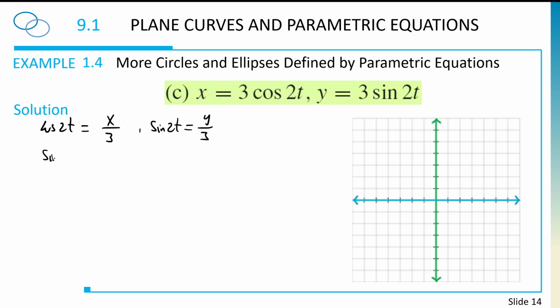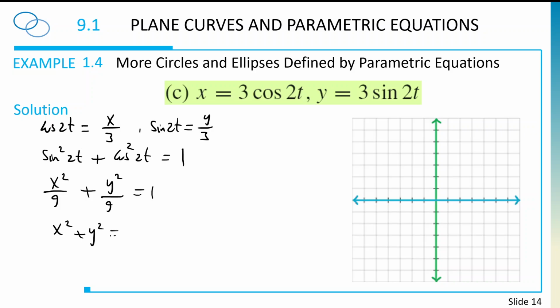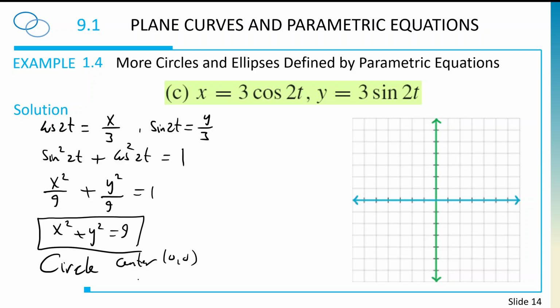Just apply the Pythagorean identity. Remember, as long as they have the same angle, the same argument, you can apply it. Cosine squared 2t plus sine squared 2t equals 1, which means that x squared over 9 plus y squared over 9 equals 1. So this is x squared plus y squared equals 9. So this is again a circle with center 0, 0 and radius of 3.